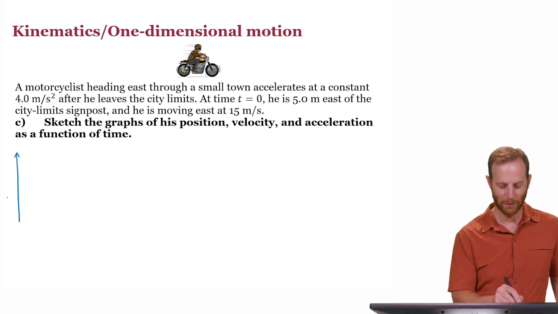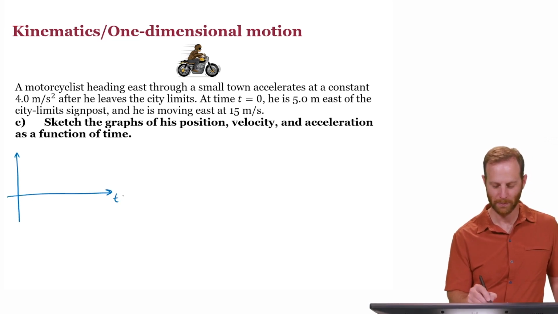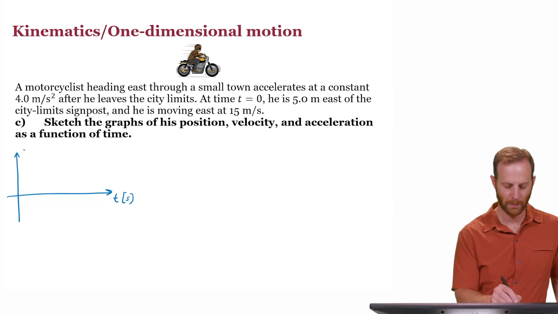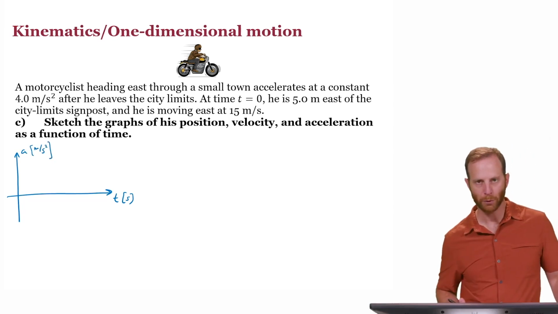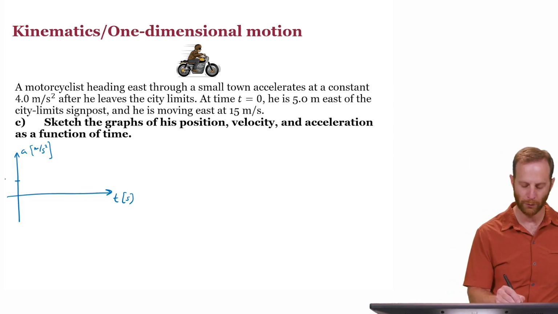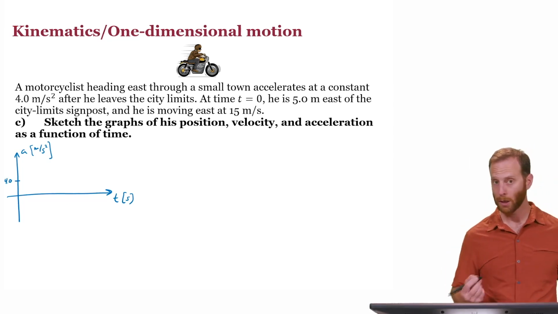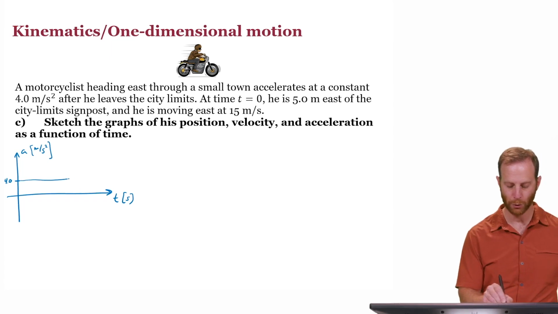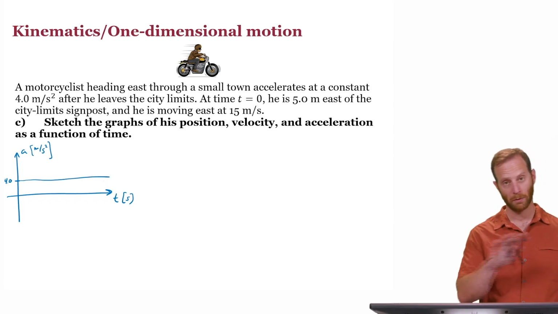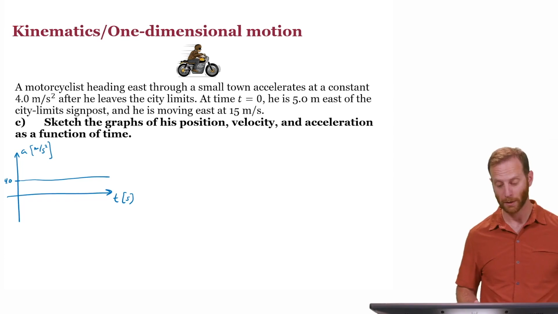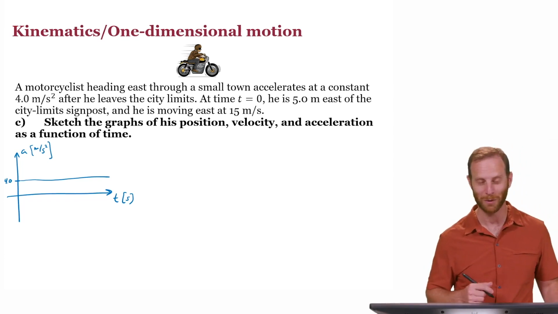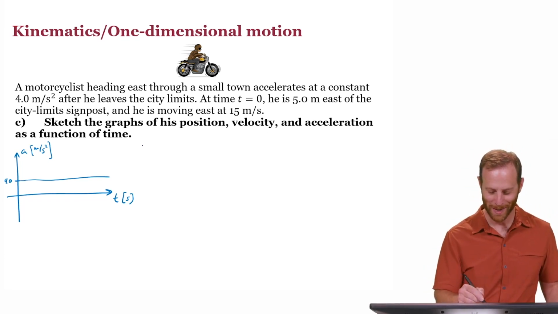The acceleration is a function of time. We would draw it this way. Acceleration, units of meters per second squared. The acceleration is 4.0, and it's a constant. In other words, the graph should just be a horizontal line. It stays the same value for all time, at least while the motorcyclist is accelerating.